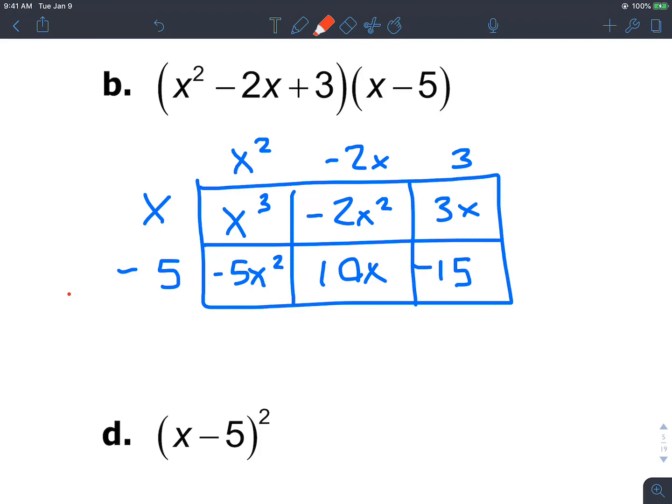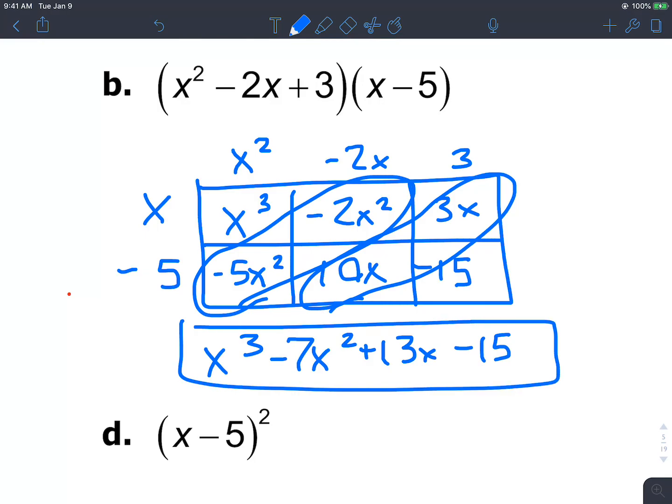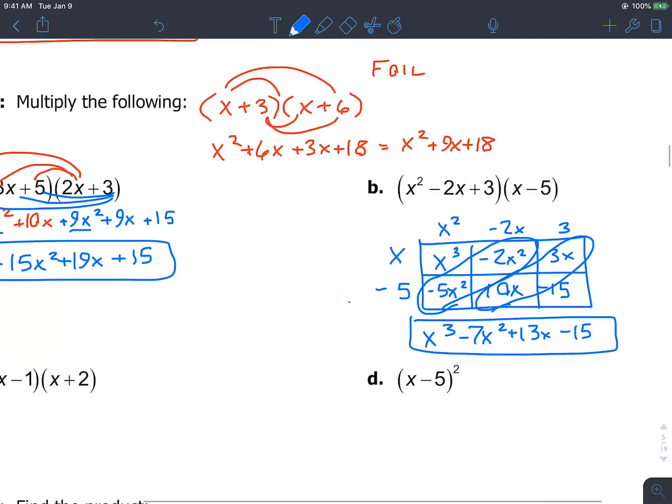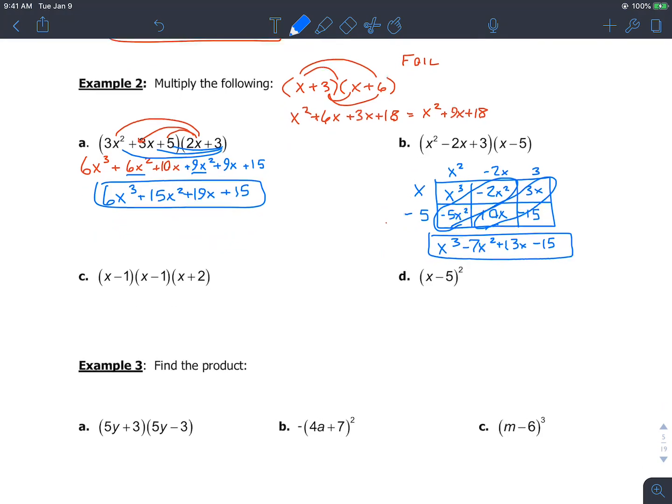And then go find your like terms here. So you got x cubed. You got these x squareds right here. That'll add up to -7x squared. Add your regular x's here. That'll be plus 13x, and then minus 15. And then that gets you those two polynomials multiplied together. So anyways, that's how you do that. Two different methods there. I don't really care which way you do it. Just whatever you feel comfortable with.